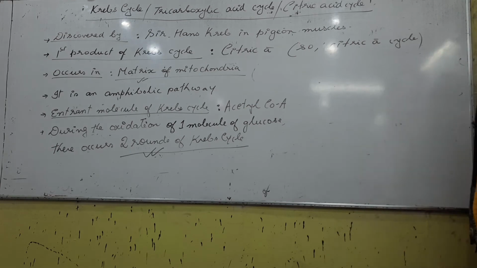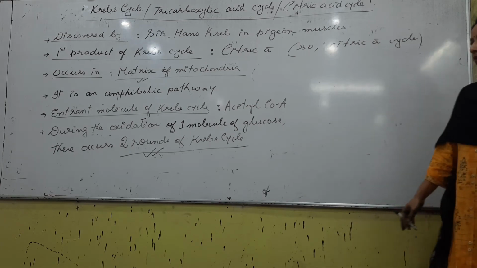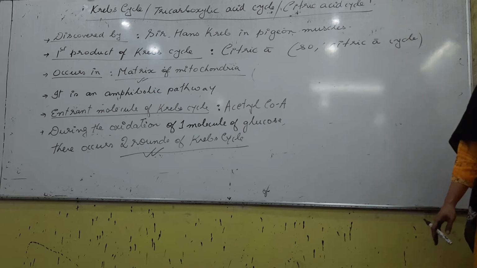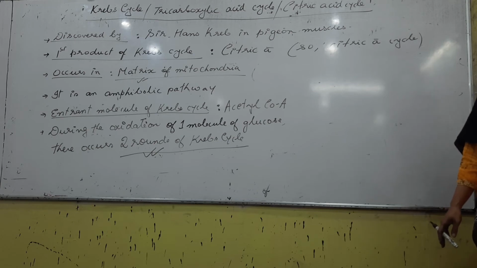Amphibolic pathway. We understand catabolic and anabolic; if both are involved, then we call it amphibolic. Why does it occur in the matrix of mitochondria? Because Krebs cycle is also an enzyme-oriented reaction, right? Enzyme-mediated reactions: all the enzymes except one are present in the matrix of mitochondria. I think this is something that we have learned, no?